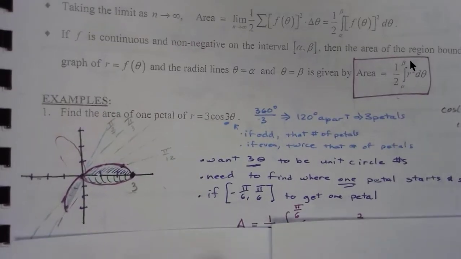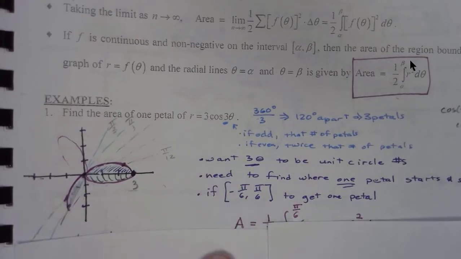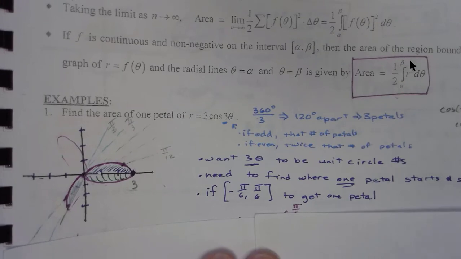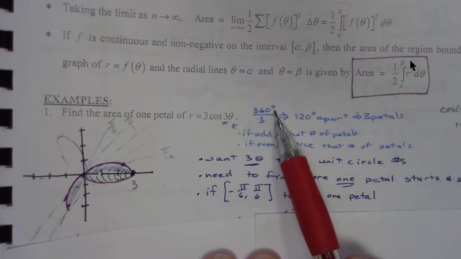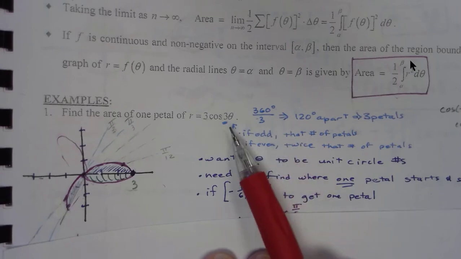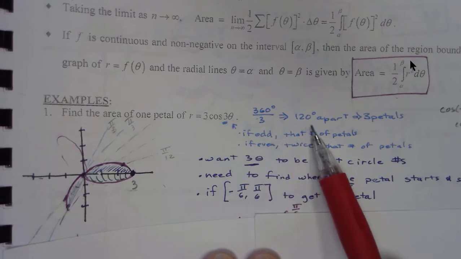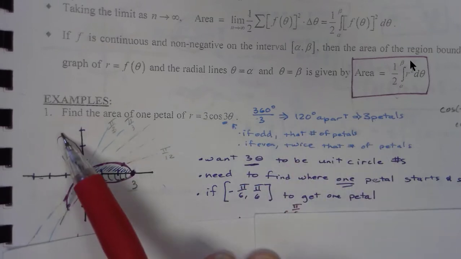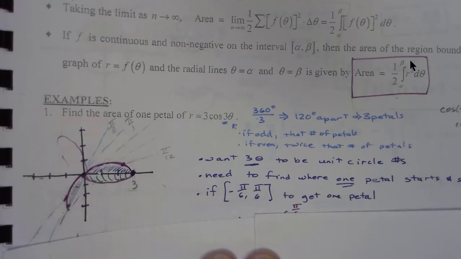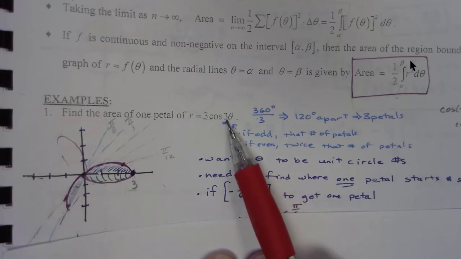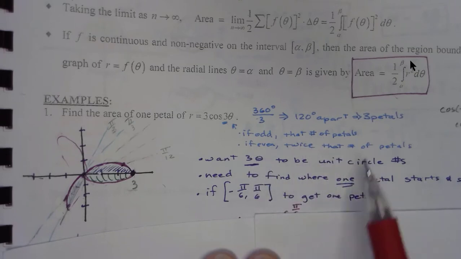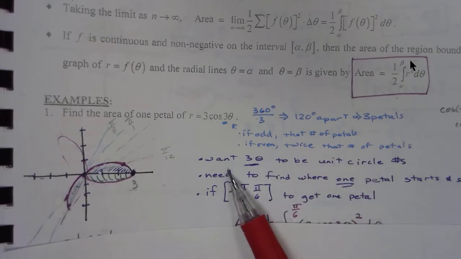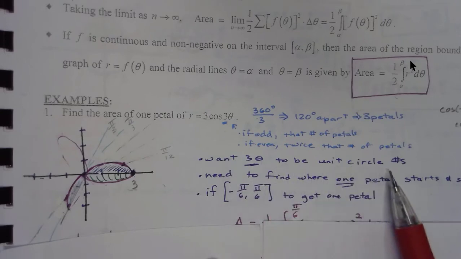So here's our old friend, r equals 3 cosine 3 theta that we looked at recently. We know that around the circle is 360 degrees divided by 3 means that my petals are 120 degrees apart. Remember that if that number is odd, that is the number of petals you have. If it's even, it would be twice that number of petals. What we want is 3 theta to be unit circle numbers.